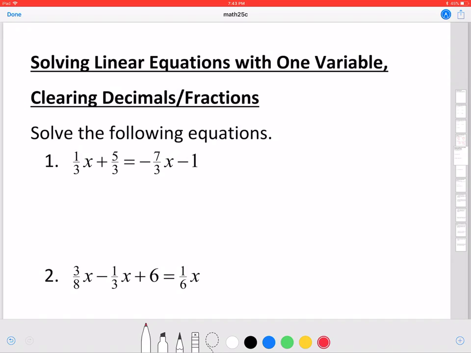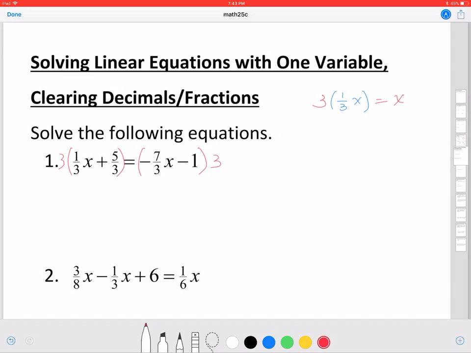So number one, as you can see, has three fractions. And what we're going to use is the fact that, let's just say you have 1/3 x, and if we multiply that by 3, we end up with just x. So by multiplying by the denominator, we are able to clear or get rid of the fraction. And as you can see in number one, all the fractions have denominator 3. So we will do just that. Multiply the entire equation by 3.